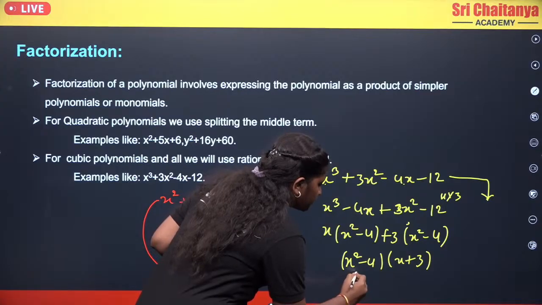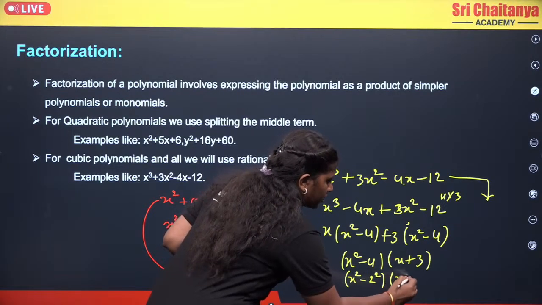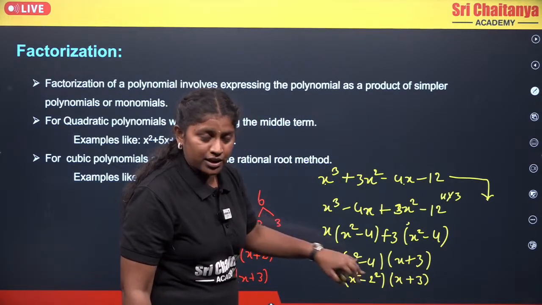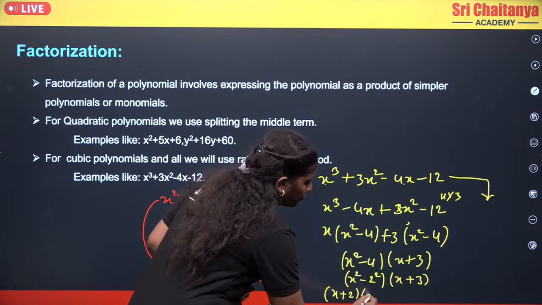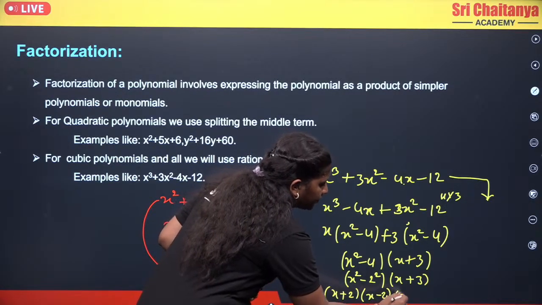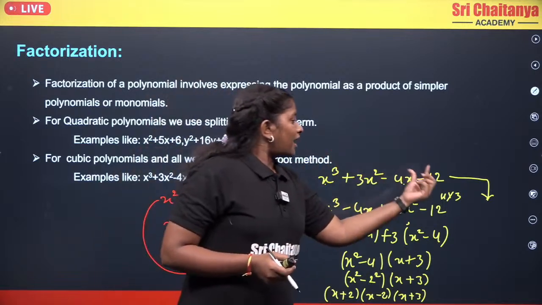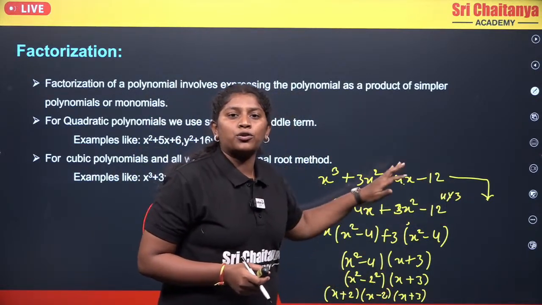x square minus 4 can be written as x square minus 2 square. Okay, so now here we can apply the algebraic identity of a square minus b square. So it can be once again written as x plus 2 into x minus 2 into x plus 3. Okay, now from these factors of 12, you will get one of the factors for our polynomial.